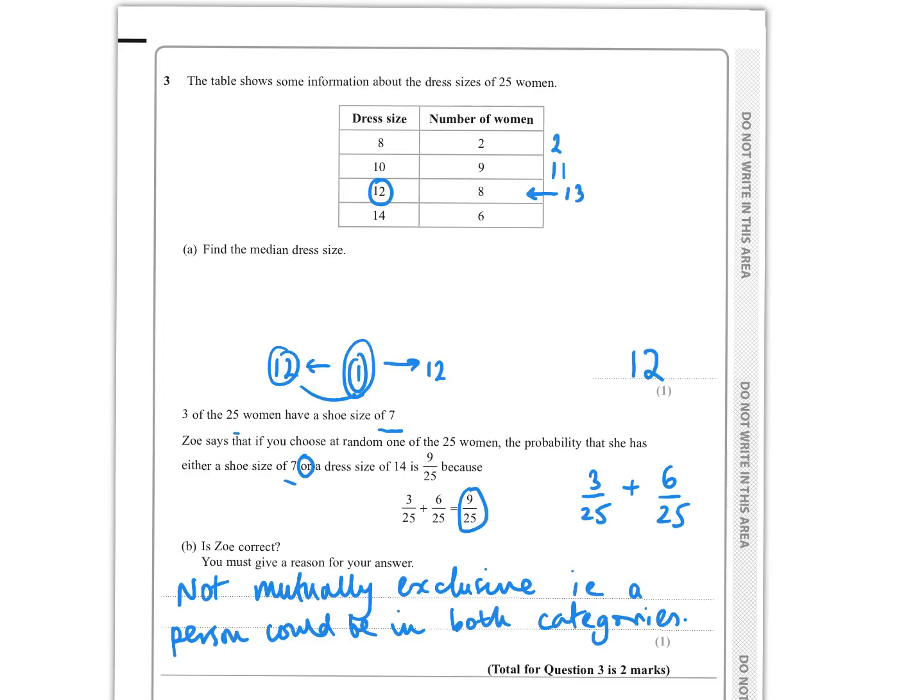Okay, so that stops this sum from being just distinct parts. They could have overlaps, so you wouldn't have captured the whole answer. That's the best way of looking at it. So Zoe's not correct.